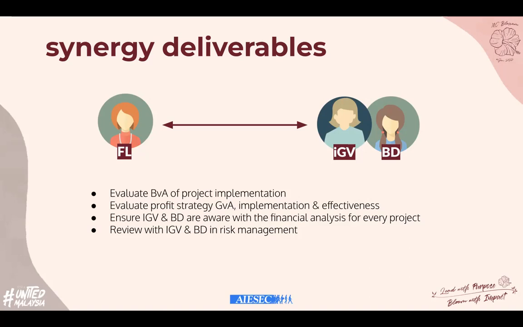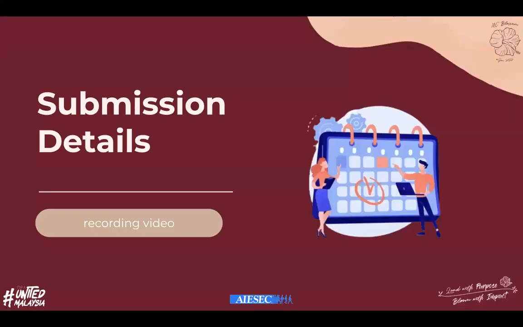And also make sure that your IGV and BD teams are really aware of the financial analysis for every project. For example, how much is the GVA gap, BVA gap, right? And also whether you have executed all of the investment that you want to put into your projects, and last but not least, review with IGV and BD on the risk management. All right, so that's it for how you can do synergy.